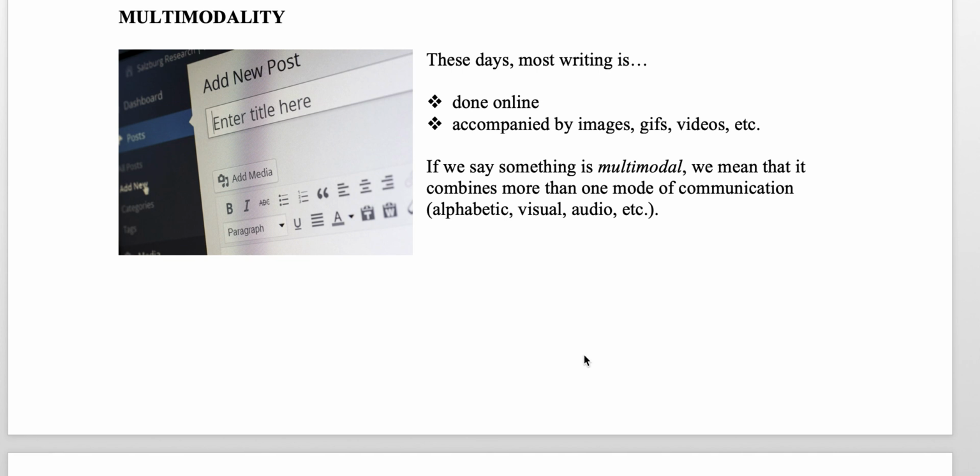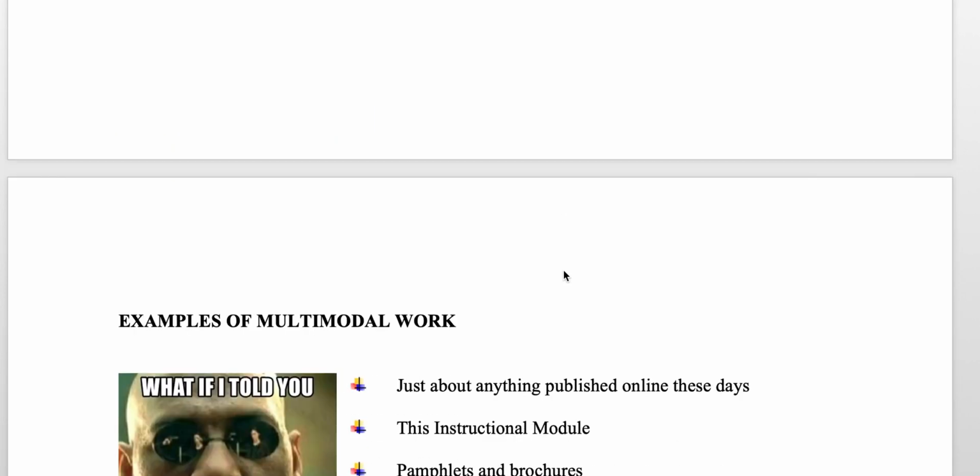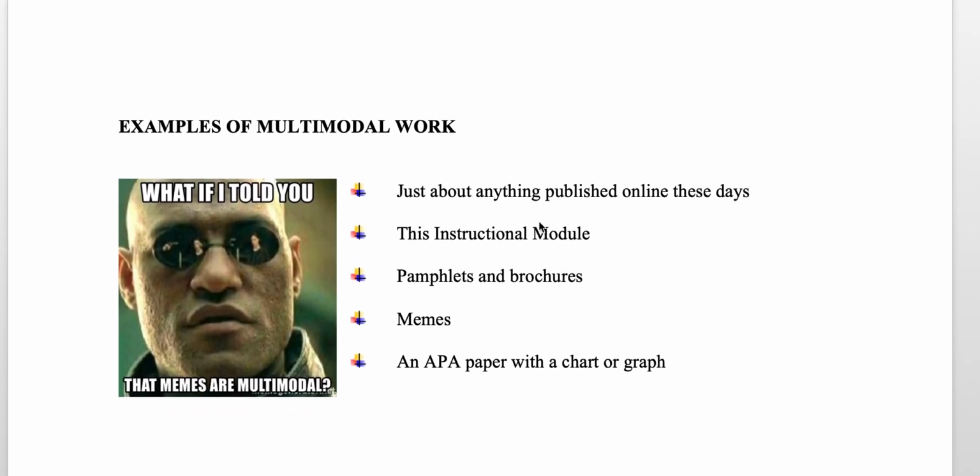These days, most writing is done online, and it's not just writing words. There's other stuff to go with it. We've got images, maybe a GIF or a video or an audio file or whatever. In other words, most writing these days is multimodal, meaning that there's multiple modes of communication, right? Textual, visual, whatever. A lot of things are multimodal, not just about anything published online these days.